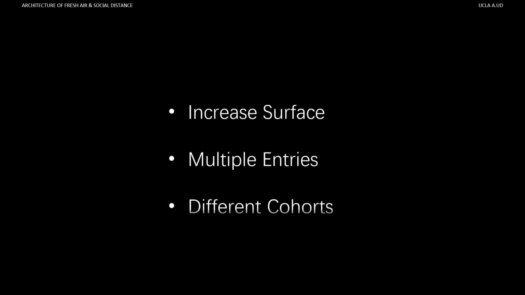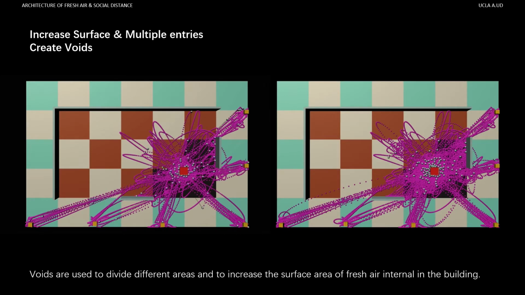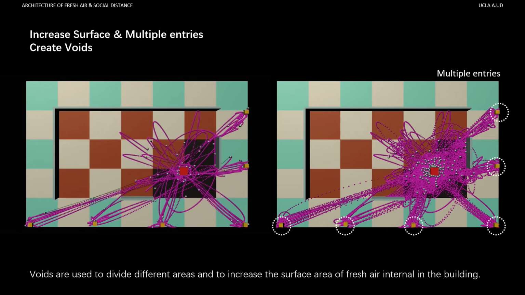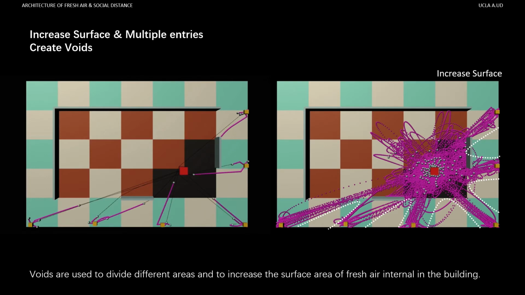These are my main design concepts: to increase the surface with air, and to use multiple engines to separate different cohorts, and different cohorts have different special characteristics according to their activities. In the particle simulation, we can see that agents enter from different entrances and gather towards the central function point, forming the void spaces. These voids, on the one hand, can increase the contact area with air, on the other hand, can separate different cohorts.